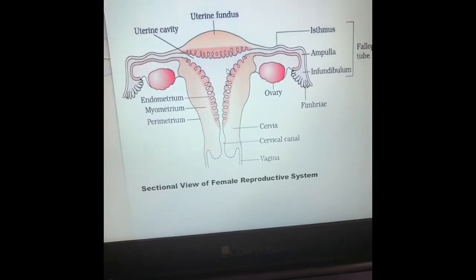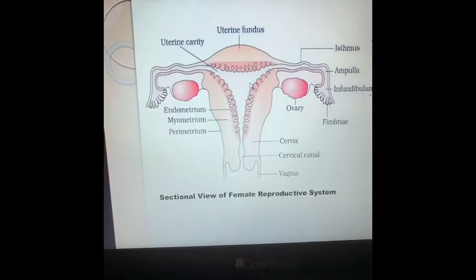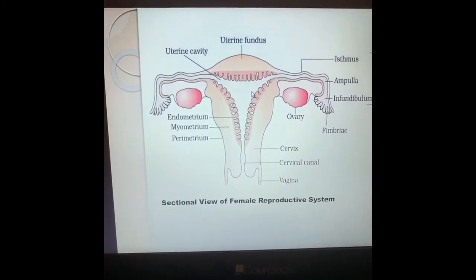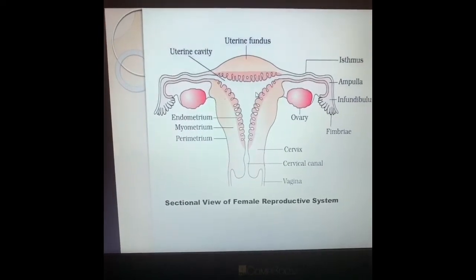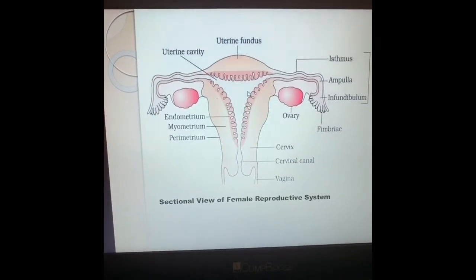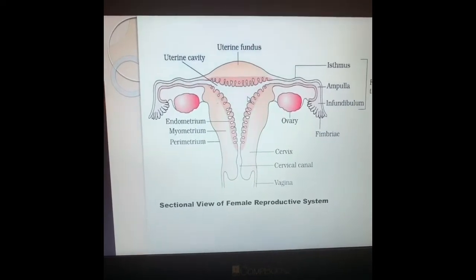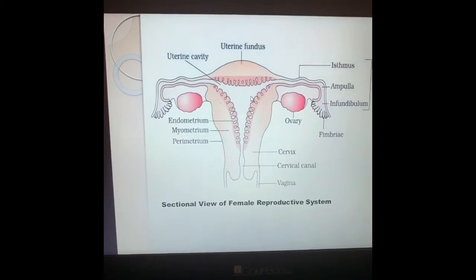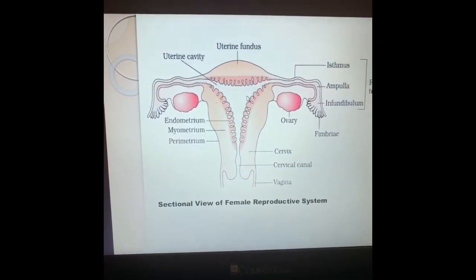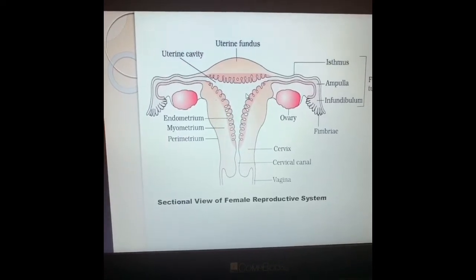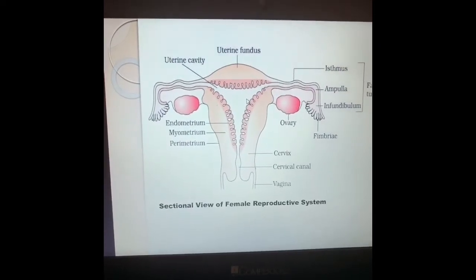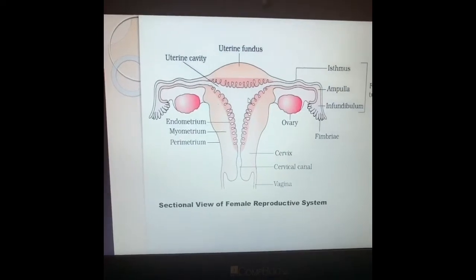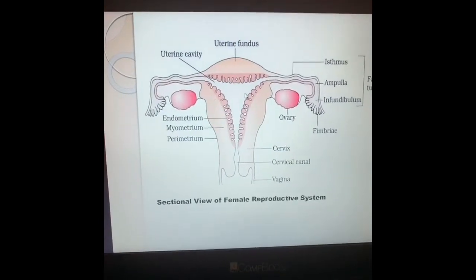The uterus is around 7.5 centimeters long and 5 centimeters wide, and it is an inverted pear-shaped structure. It has ligaments attached to the pelvic wall. It lies between the urinary bladder and the rectum. We had seen in the previous slide, it lies between the urinary bladder and the rectum.